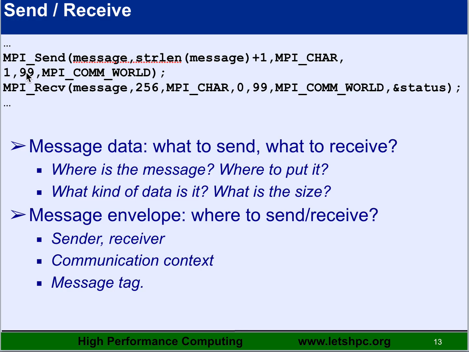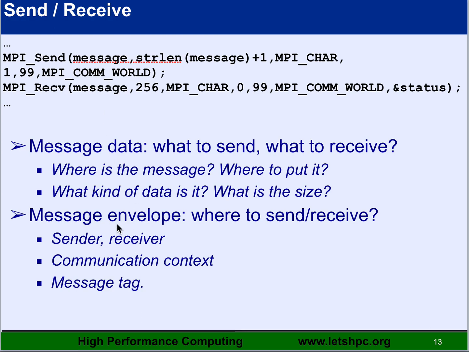The next one is some kind of tag. Suppose you are sending several such messages between 0 and 1. We need to keep track of which message we are talking about. So these tags can be used to identify different messages. And MPI_COMM_WORLD is the default communicator, which includes all the processes. So definitely 0 and 1 are a part of this communicator.